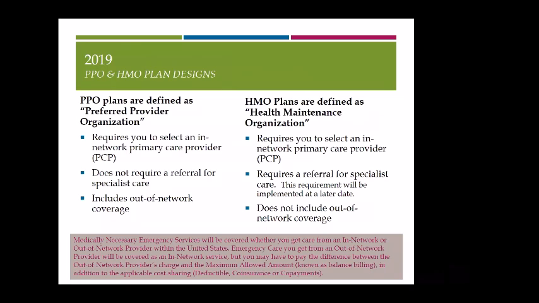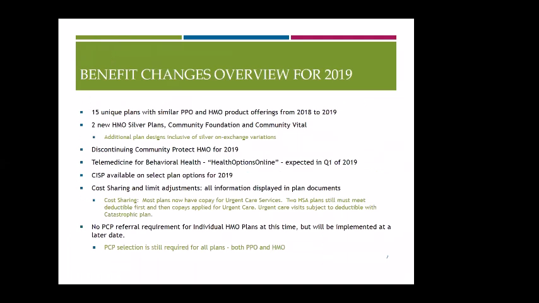You'll see a note down at the bottom about medically necessary emergency services. Those you can get from an in-network or out-of-network provider within the United States. Emergency care that you get from an out-of-network provider will be covered as an in-network service, but you may have to pay the difference between the out-of-network provider's charge and the maximum allowed amount. This is known as balance billing. This would be in addition to any applicable cost-sharing responsibilities that you have, such as deductibles, co-insurance, and co-payments. We will review those terms later on in the slideshow.